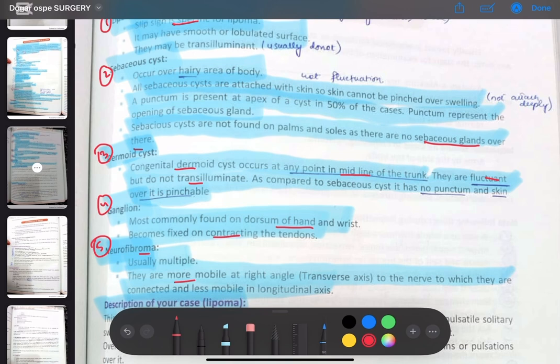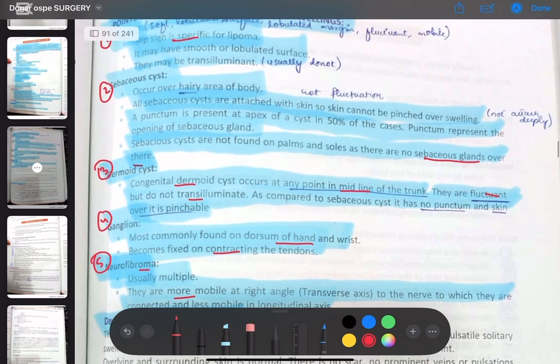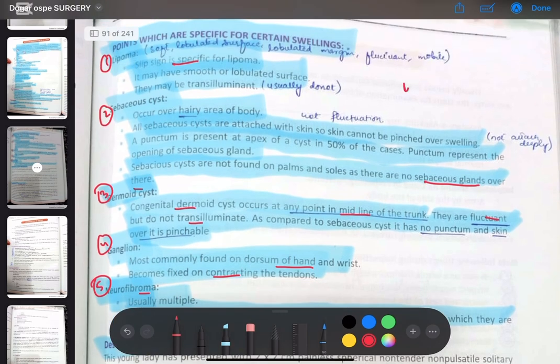So if an examiner asks you to examine a swelling and then asks the differential diagnosis, you may answer that this may be a sebaceous cyst, a dermoid cyst, a lipoma, a neurofibroma, and a ganglion. These are 5 differential diagnoses of a swelling. What are the 5 differentials?